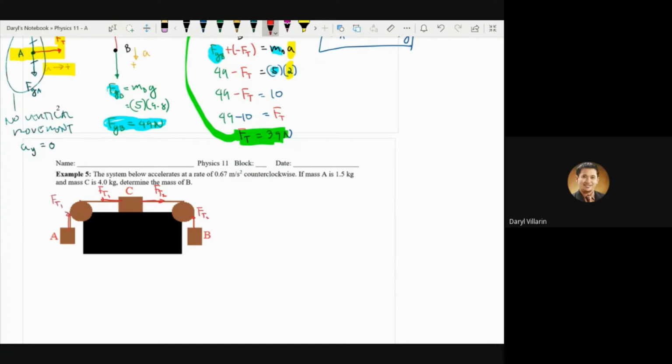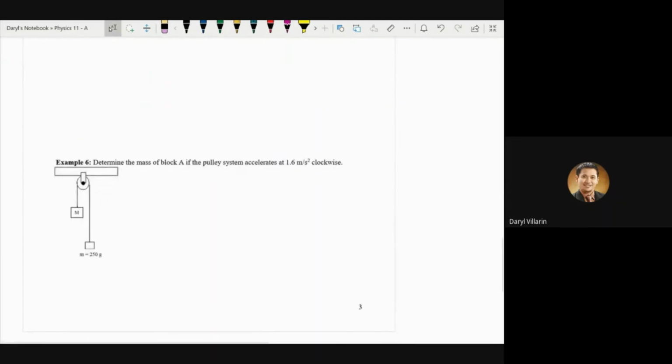So FT2 here is due to this, and FT1 is from here. You have FT1 and FT2, as well as MB to determine. So basically you have 3 unknowns here, but because you have 3 objects, you can create 3 equations. But again, we just go directly to example number 6. In the notes that I'll be sending you, I'll be including the solution for example number 5. So let's do this other example here.